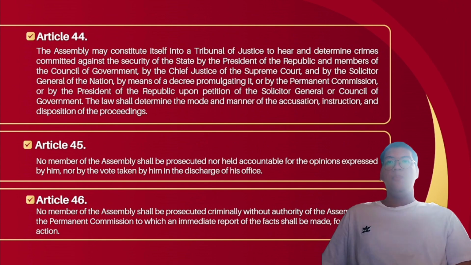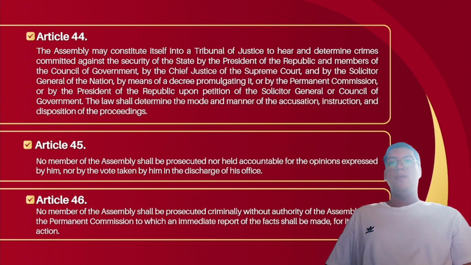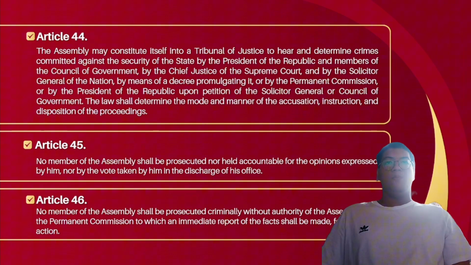Article 45. No member of the Assembly shall be prosecuted nor heard on the word or the opinion expressed by him, nor by the vote taken by him in the discharge of his office. Article 46. No member of the Assembly shall be prosecuted criminally without authority of the Assembly or of the Permanent Commission, to which an immediate report shall be made for its proper action. The imprisonment, detention, or apprehension of a member of the Assembly shall not be carried out without prior authority of the same or of the Permanent Commission. The moment the Assembly is notified of the order of imprisonment, it shall within 2 days following the notification either authorize the imprisonment or give the reason upon which the refusal is based.